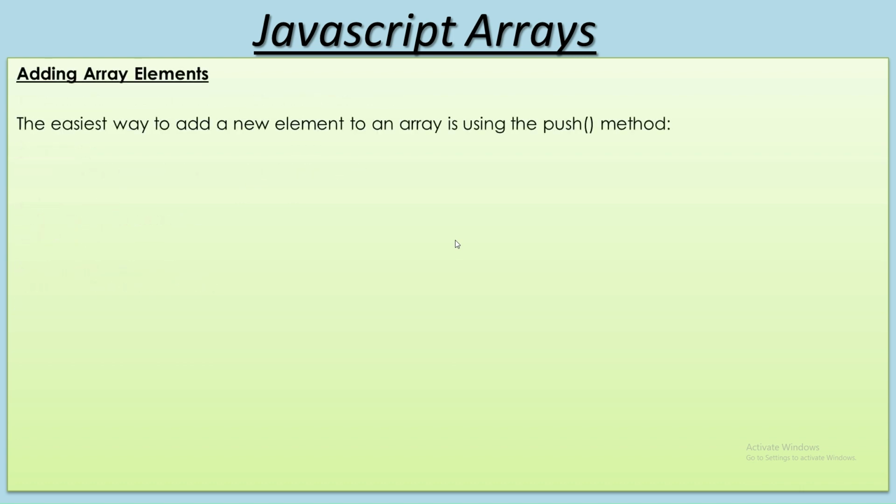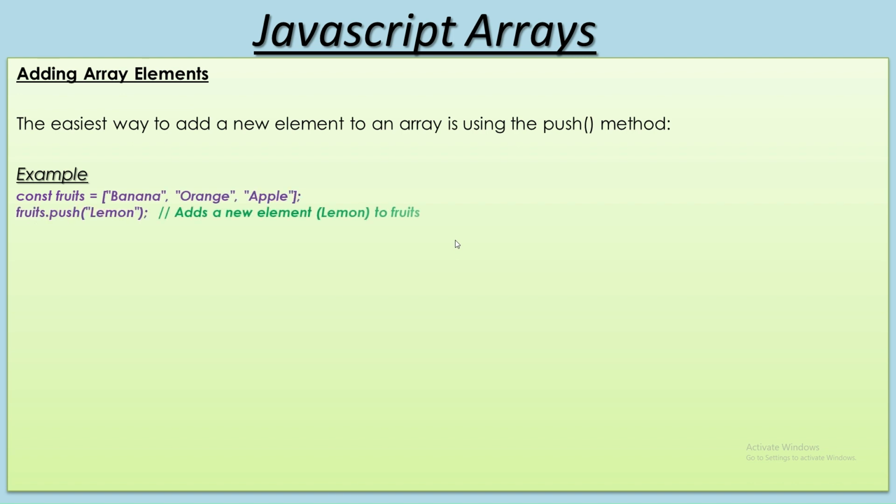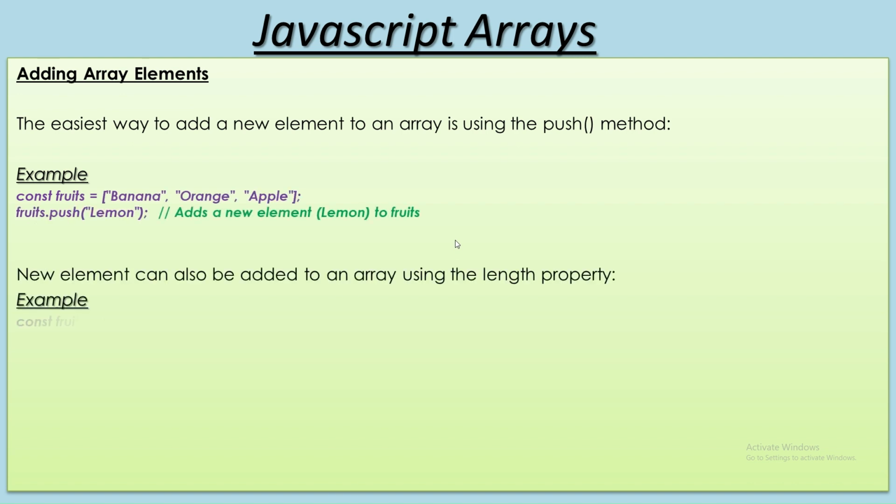Now, adding array elements. The easiest way to add a new element to an array is using the push method. For example, const fruits = ["Banana", "Orange", "Apple"], and fruits.push("Lemon"). So here we are adding a new element, Lemon, to fruits.